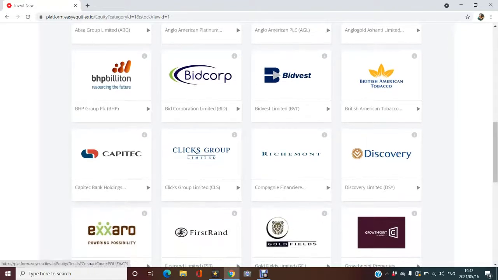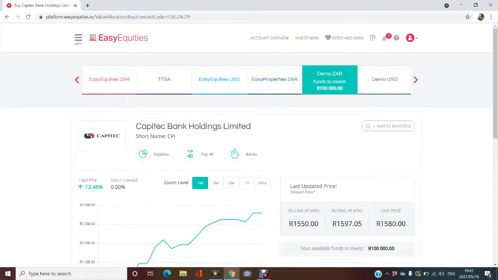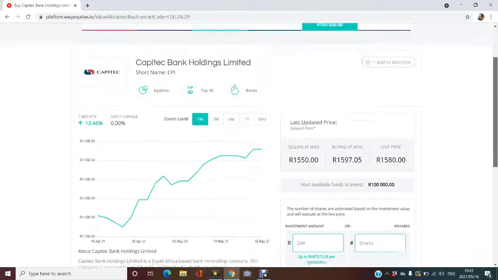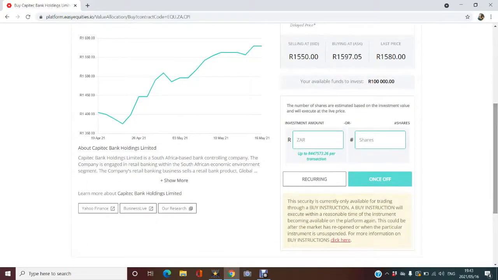So then let's say you purchase Capitec, for example. You can see Capitec is selling at 1,550 rand, and buying at 1,597 rand 5 cents. So if you want this, I think the market is closed now, but I think you can actually buy on your demo even when the market is closed. So you put here the amount that you want to purchase.